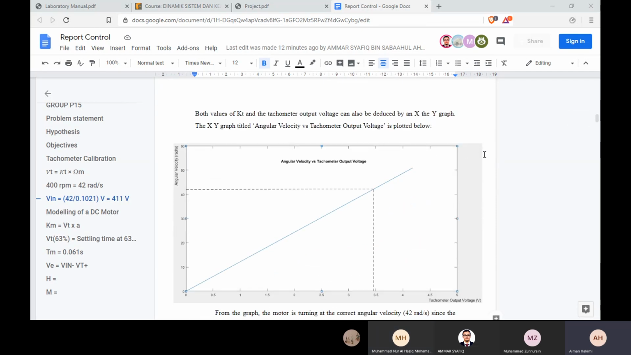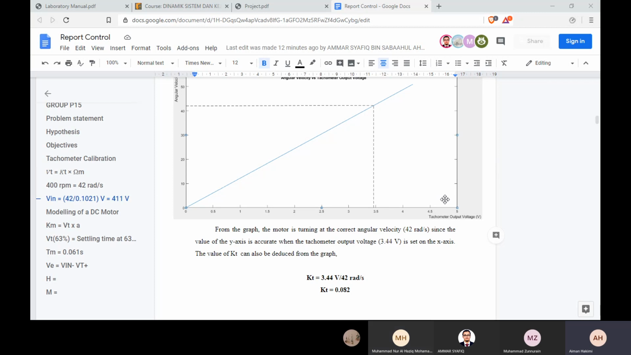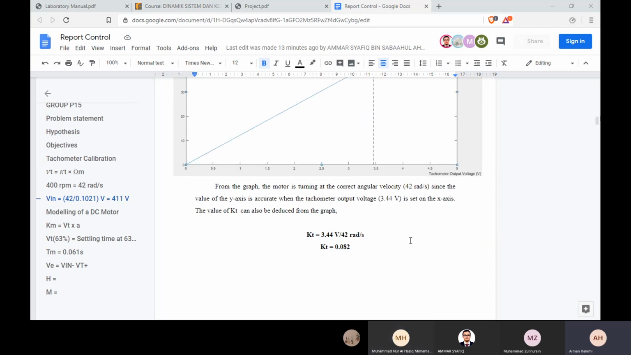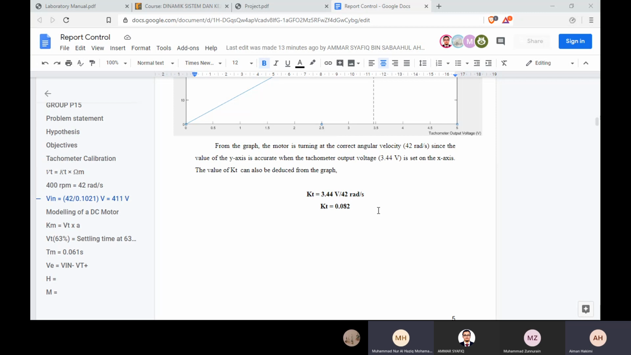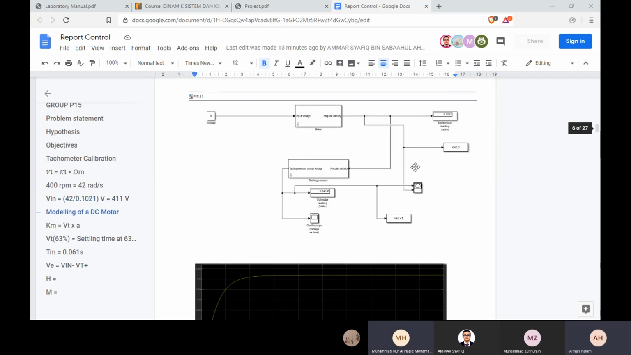So I plot an XY graph of angular velocity of the motor versus tachometer output voltage. From this graph, I plot 3.44 volts on the x-axis, and I obtained the value of angular velocity to be 42 radian per second. So from this graph, this is correct. From this graph, I can also deduce the constant Kt. It is the same, 0.082. Next part is modeling the DC motor.